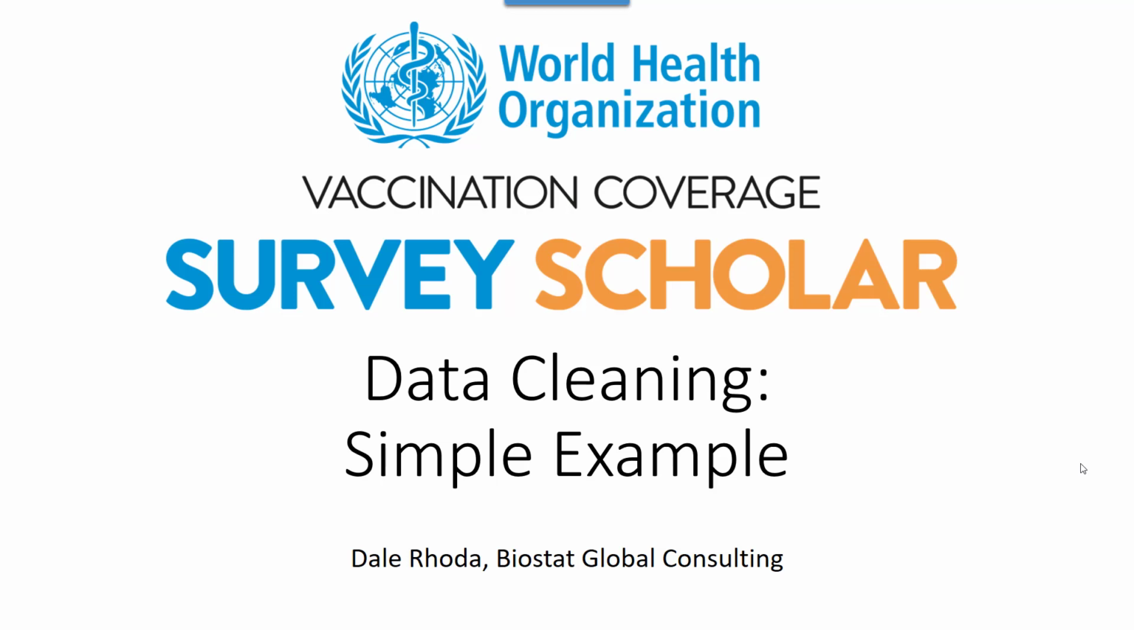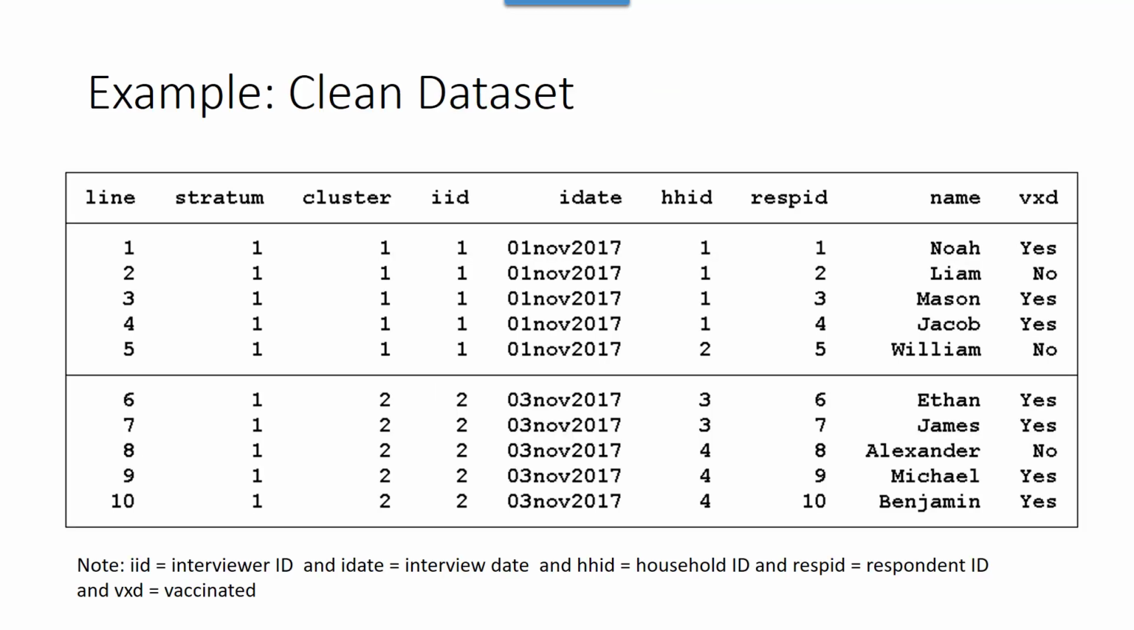In this short video, we're going to go through a simple example of data cleaning. Consider this very simple data set. There are 10 lines. It represents 10 boys. So it has information about the stratum, the cluster, the interviewer ID, the interview date, the household ID, respondent ID, the boy's name, and whether they were vaccinated using a yes or no response. So here's an example of a clean data set.